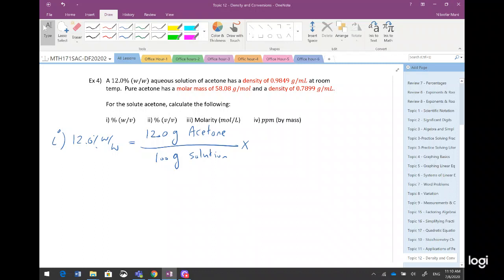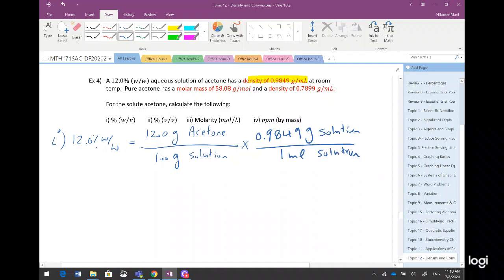What is density of solution? Okay, density of solution is here. This is density of solution. Remember, I don't use the density of just acetone. No. The density of acetone is the other one, 0.7899. So here is 0.9849 gram solution over 1 milliliter solution.